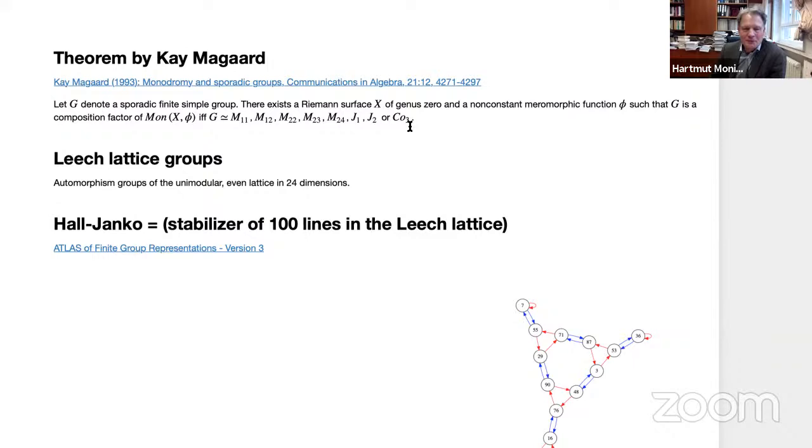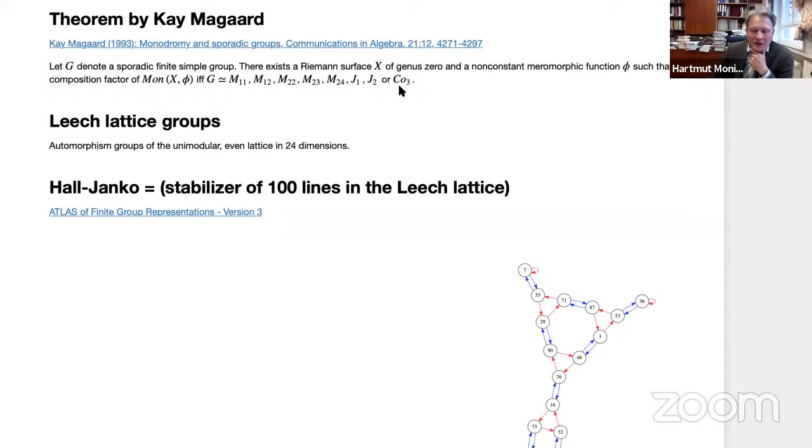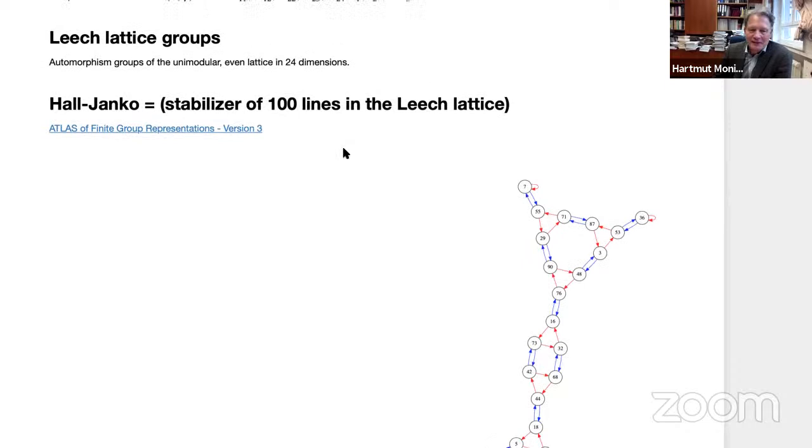Now the two groups I will pick out in my talk are the Hall-Janko group, the so-called Janko 2 group, and Conway 3. There is a particular reason for that, which I will explain. These particular groups, Janko 2 and Conway 3, are actually coming from a particular lattice, which is the Leech lattice, an even unimodular lattice in 24 dimensions with the densest packing. And in fact, Hall-Janko stabilizes 100 lines in the Leech lattice.